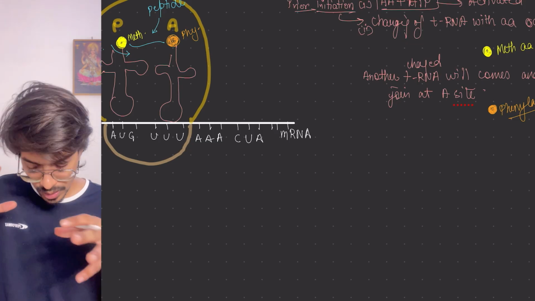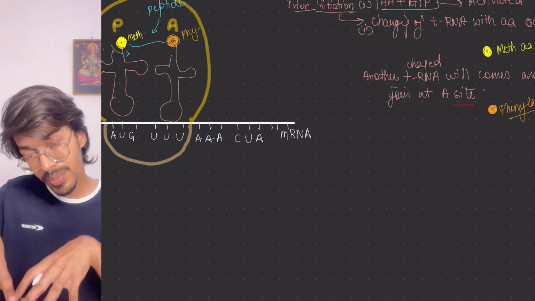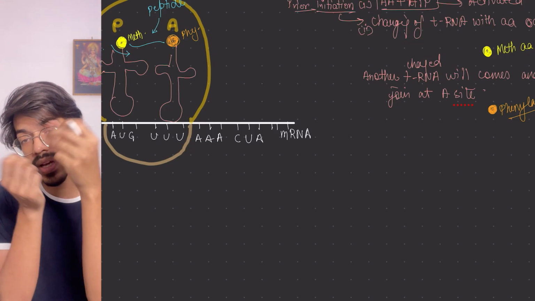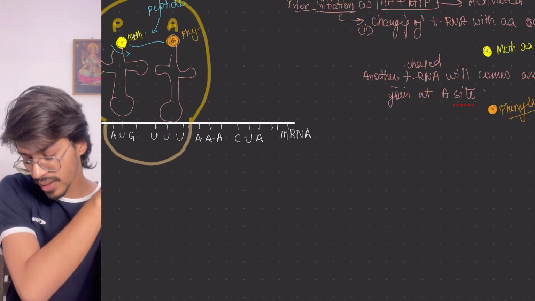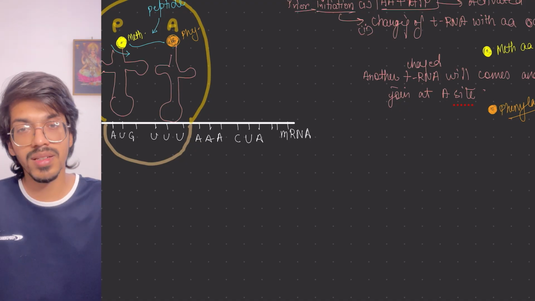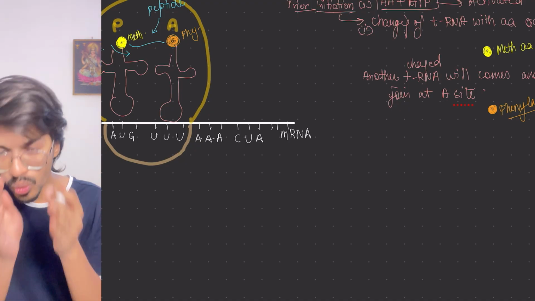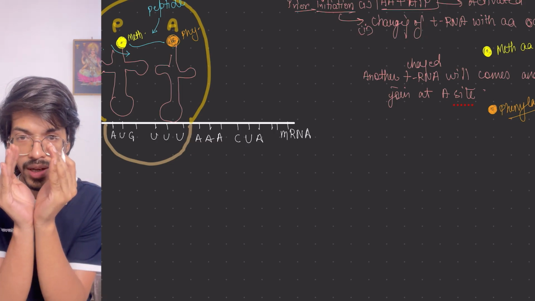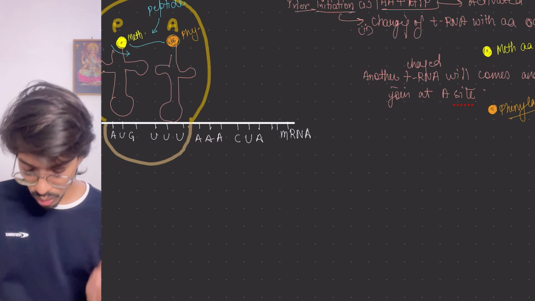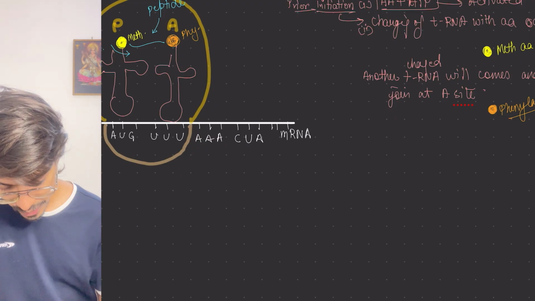So the tRNA that came with the methionine broke its bond and gave it to what? Give it to the next one. And this whole structure which is present over here, it will move. So if it will move, how will it look? Let's just see it.